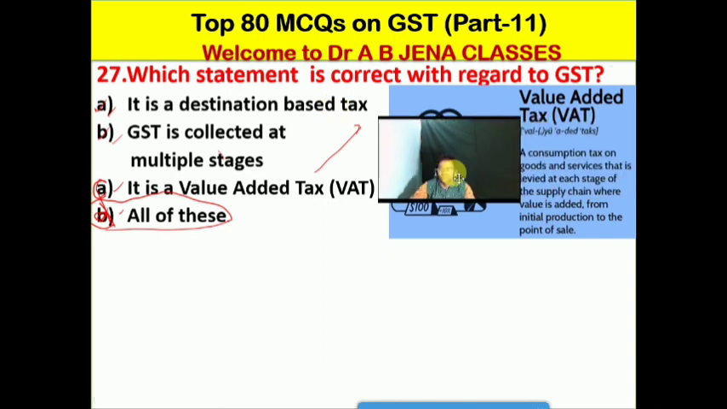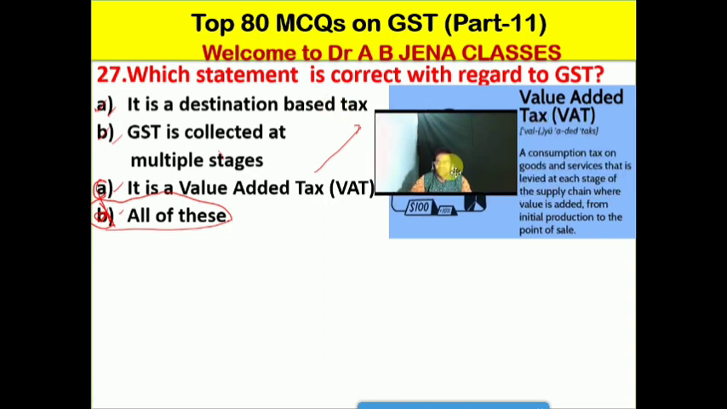Friends, आइए हम चर्चा करेंगे what is the meaning of VAT. Value added tax. So V stands for value, A stands for added, T stands for tax. What is this? A consumption tax on goods and services that is levied at each stage of the supply chain where value is added from the initial production to the point of sale. So it's the meaning of VAT, value added tax.